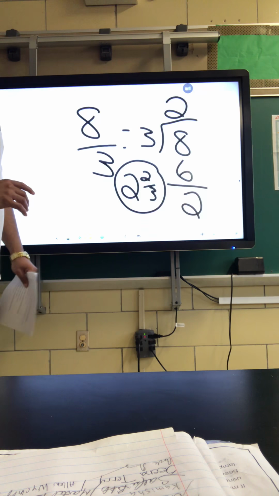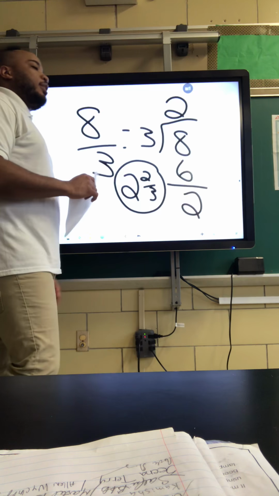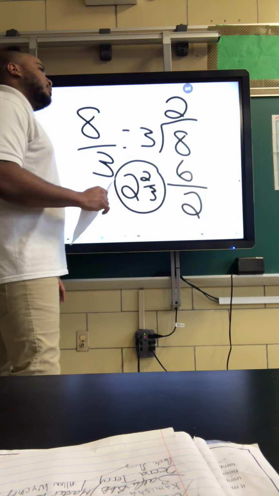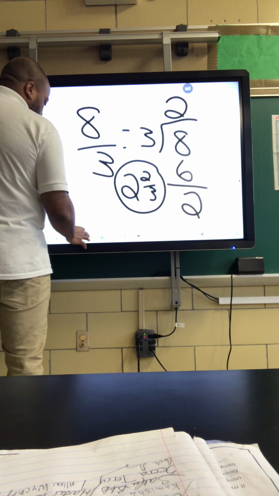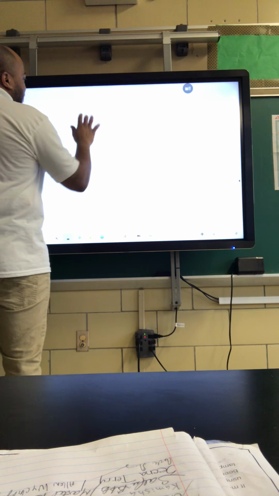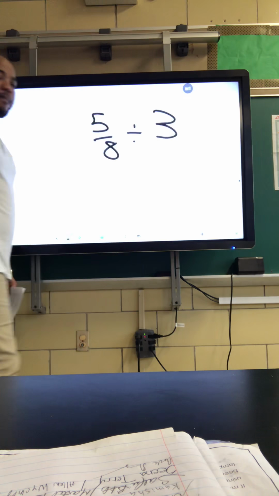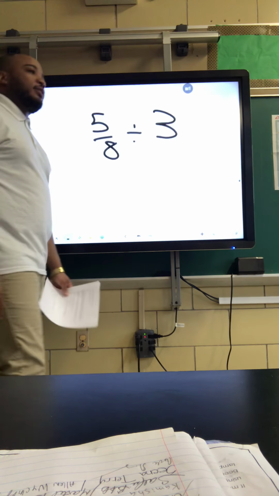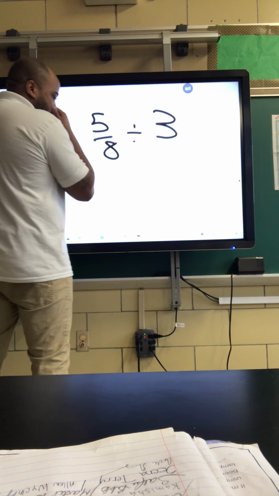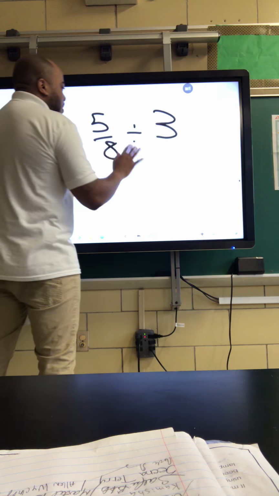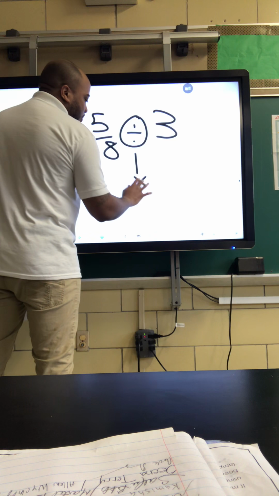All right? Now, I'm going to give you an example of a problem in which the fraction is going to be divided by the whole number. So here we have, let's think of a random fraction, 5 over 8 divided by 3. This is our equation. Now we have the whole number to the right instead of the whole number to the left. What we would do, class, remember, first step, let's change our division problem to a multiplication.